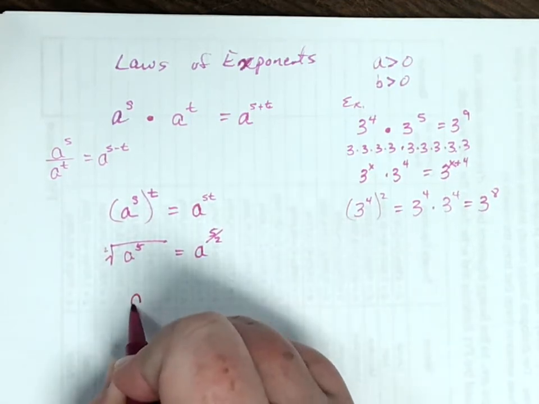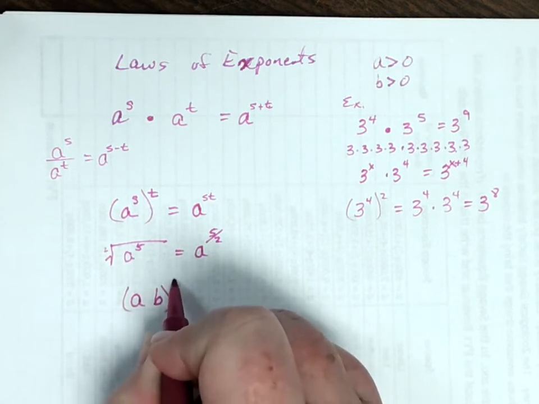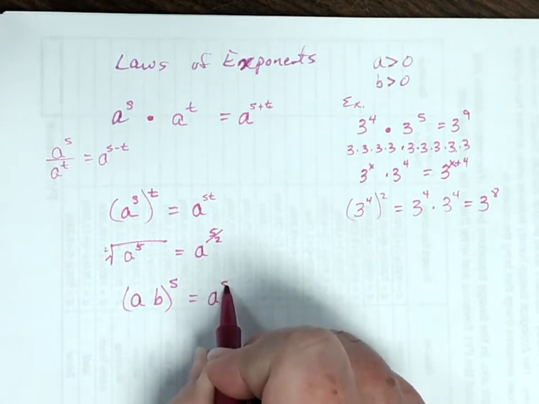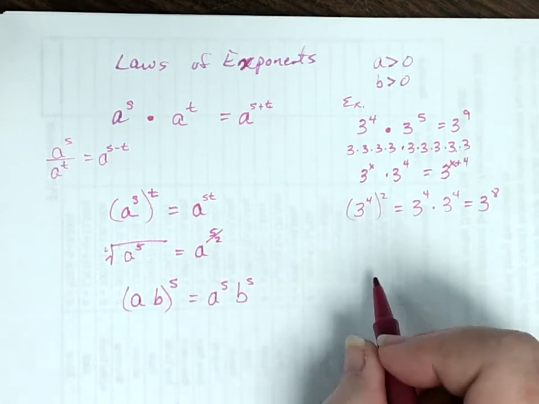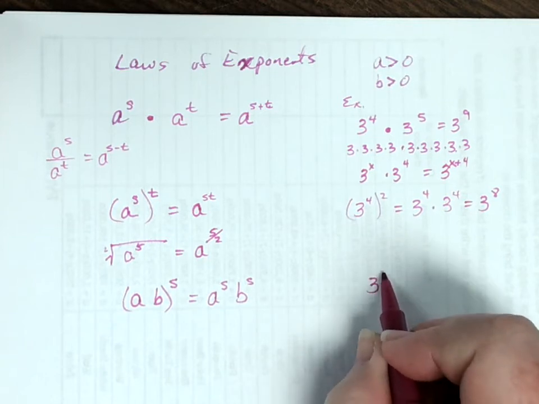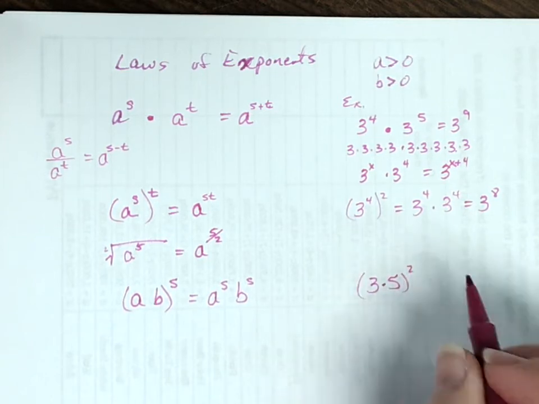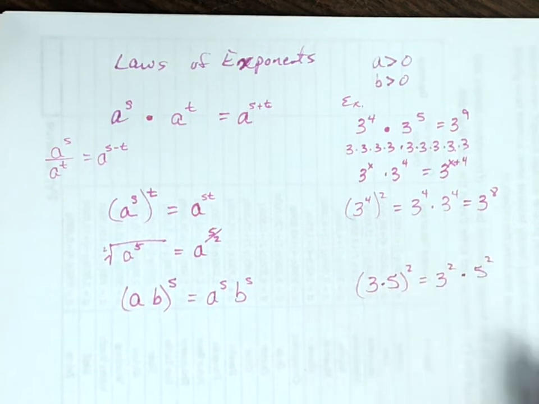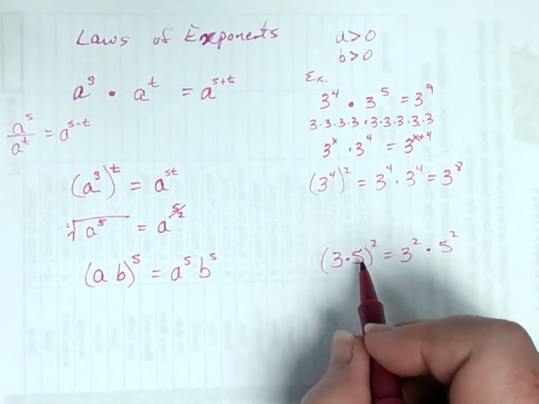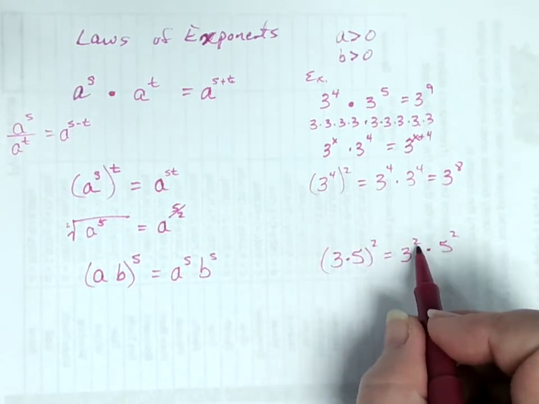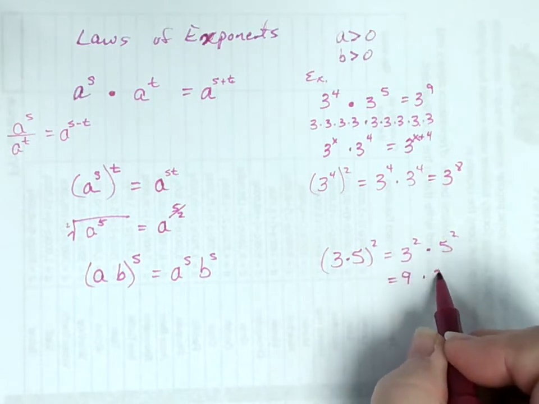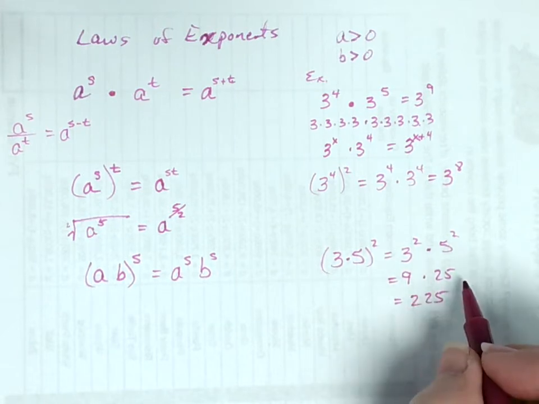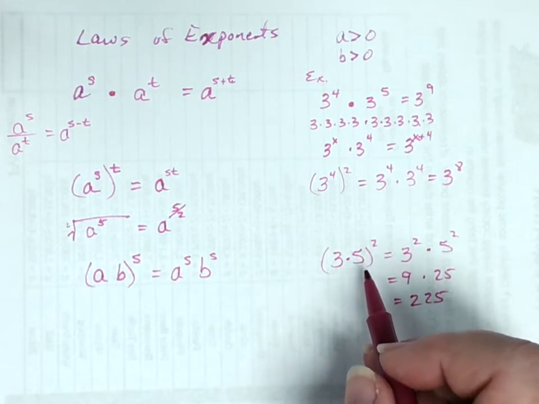Our next property says if I have 2 different bases and I have them raised to the same power, then that's equal to each individual base raised to that power. So let's say that I have 3 times 5 to the 2nd power. That's equal to 3 squared times 5 squared. Now that might actually be easier to find than 15 times 15 because I've got 3 squared is 9 times 5 squared is 25, and that together is 225. That's easier for me to multiply in my head maybe than 15 times 15.